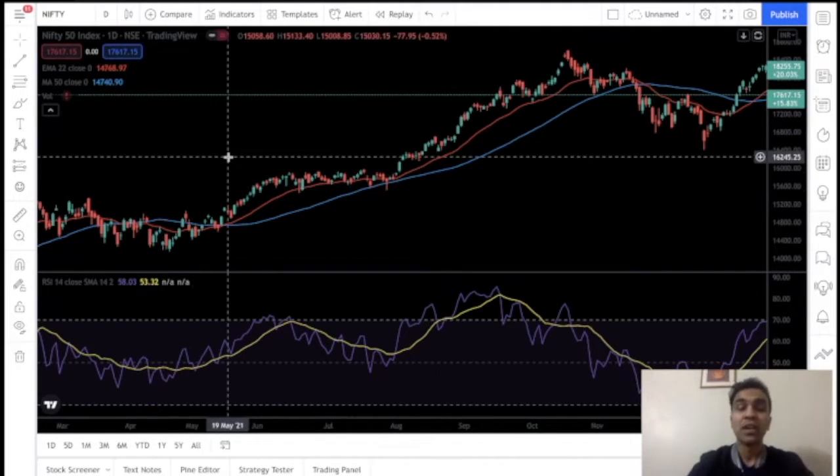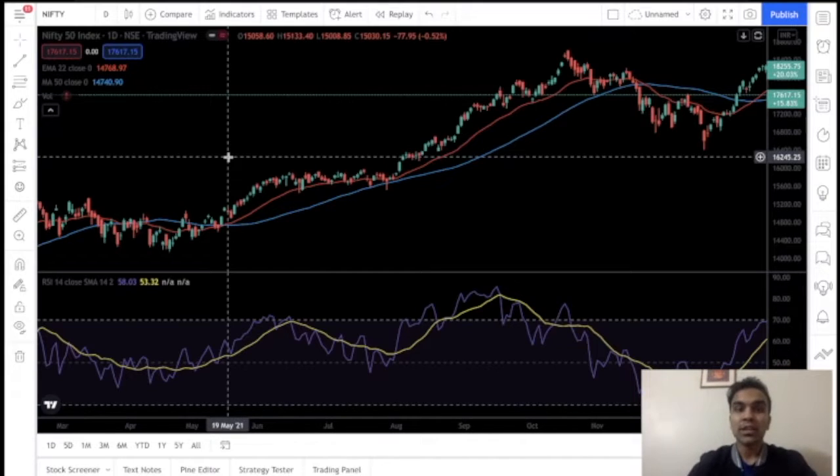So now if the market has only been going up, which would mean that the average gain is more than the average loss, the RSI will also be going up, indicating that there is strong bullish momentum. Whereas if the market is going down, in which case the average losses will be more, the RSI will also be heading downwards, indicating that the market is in a downtrend, right?